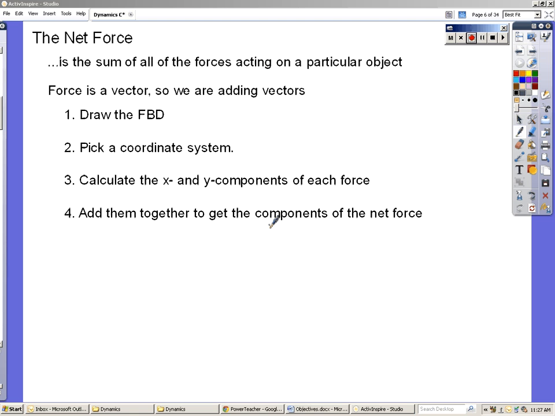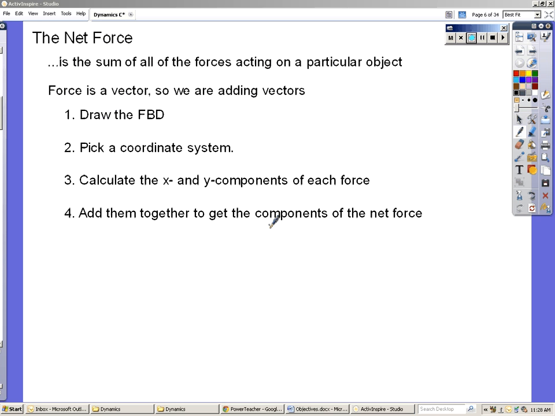Remember though that force is a vector. And that means that when we add all the forces together, we're adding vectors. And adding vectors is slightly more complicated than adding scalars. So the first step is going to be to draw the free body diagram. Second step, pick a coordinate system, and you'll want to pick it in such a way that it makes adding the vectors easy. So then you calculate the x and y components of each force, and then add them together to get the components of the net force.